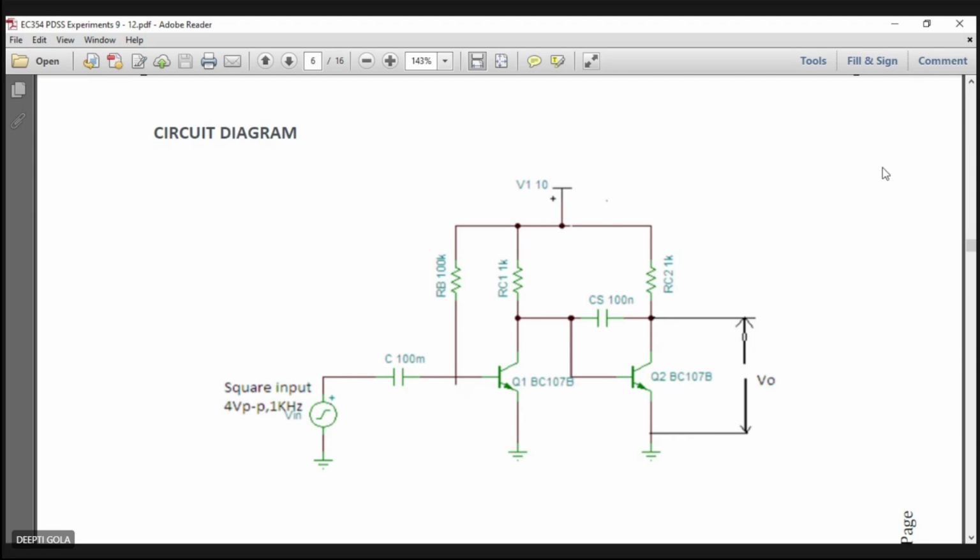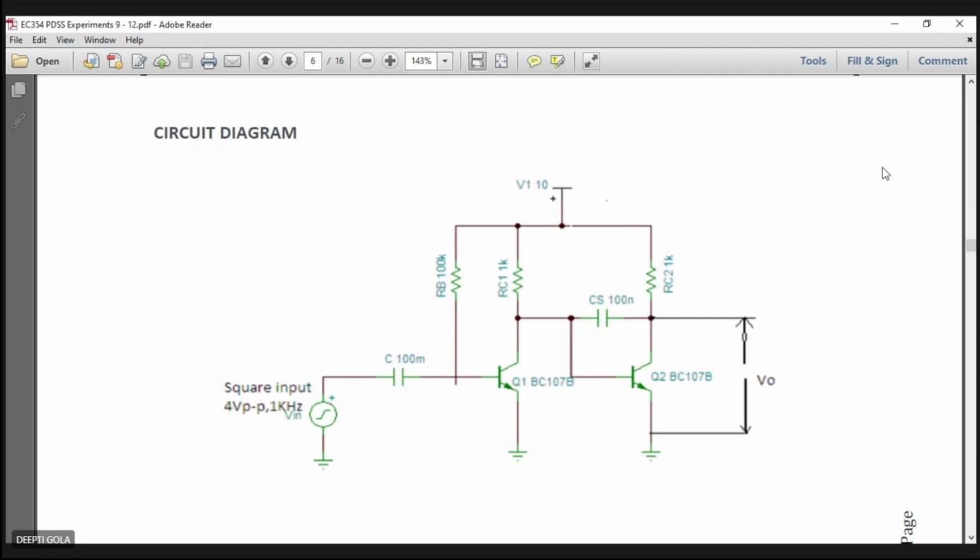Since Q2 is off, what will be the output? That will also be equal to V1, since Q2 is off, so there will be no place for the current to flow and reach the ground. So the output voltage V0 will also be equal to V1.